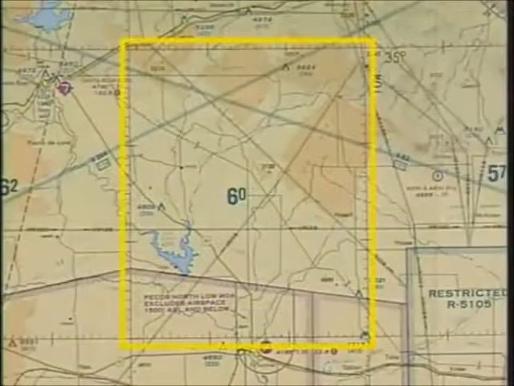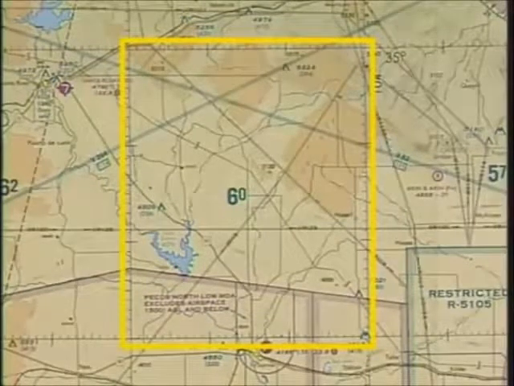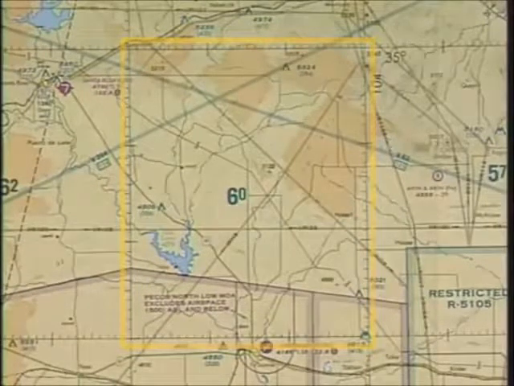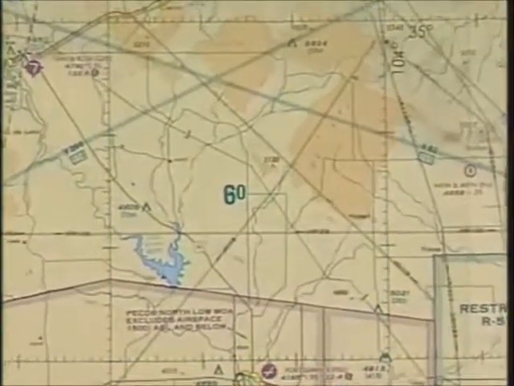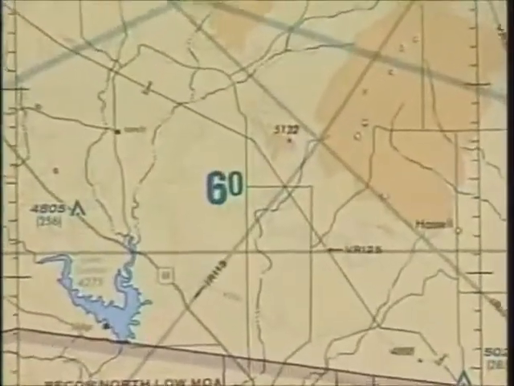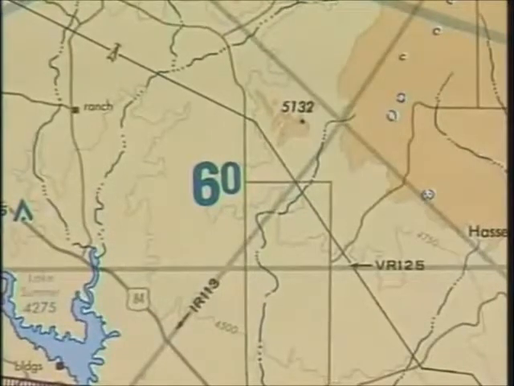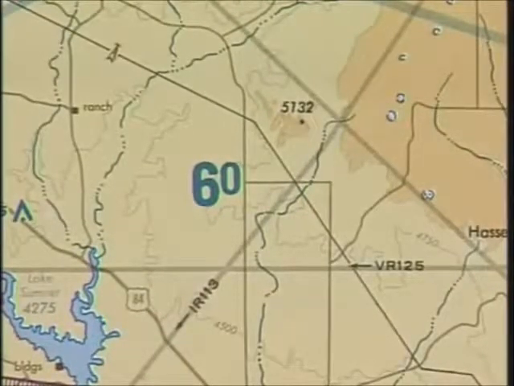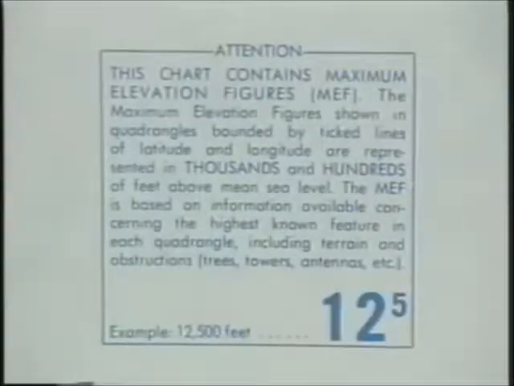Within each area enclosed by lines of latitude and longitude is a distinct number showing the maximum elevation figure, or MEF, in thousands and hundreds of feet. In this case, the 60 represents 6,000 feet. The MEF is the highest known feature in each quadrangle, including terrain and obstructions. An explanation of the MEF is usually found on or near the front panel.